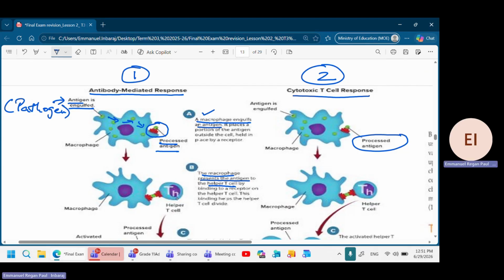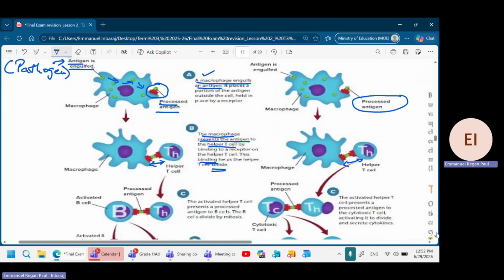So what will the helper T cells do? The helper T cells will now come and attach to the processed antigen. You see here? The helper T cells will have a receptor. They will come and get attached. Here also, they come and get attached. This attachment is called binding. Okay, they bind. This is going to help the T cells to divide. You see, both are the same.